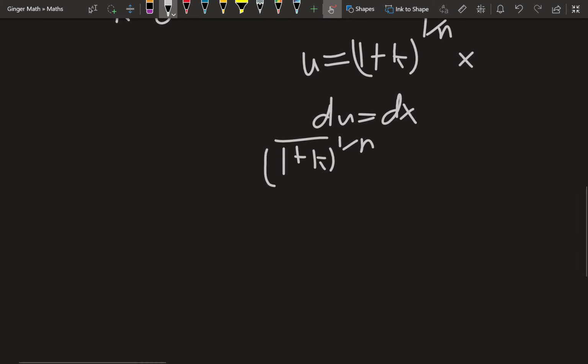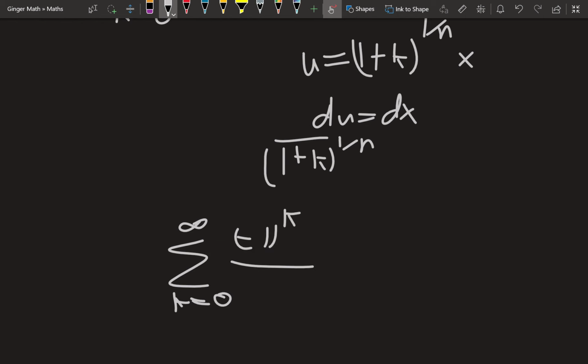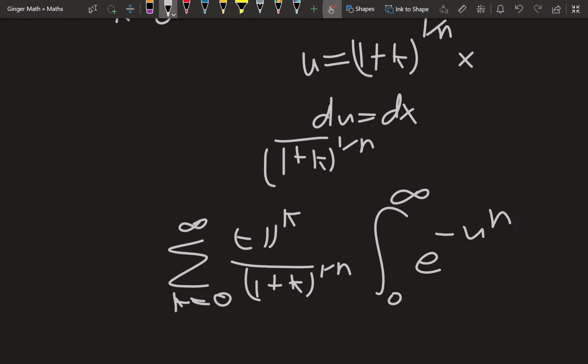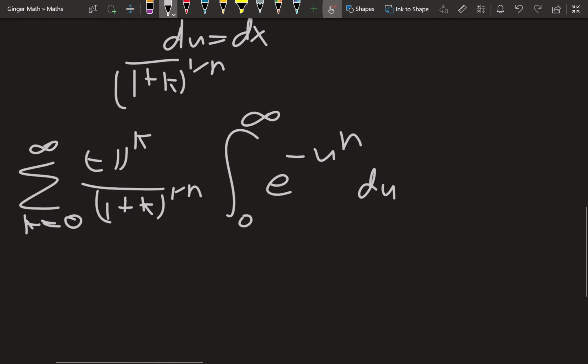We're left with the sum from k equals 1, or sorry, 0, we haven't reindexed yet, to infinity of negative 1 to the k over 1 plus k to the 1 over n times the integral from 0 to infinity of e to the minus u to the n du. And this right here really just is the generalized version of the Gaussian, which is really cool.